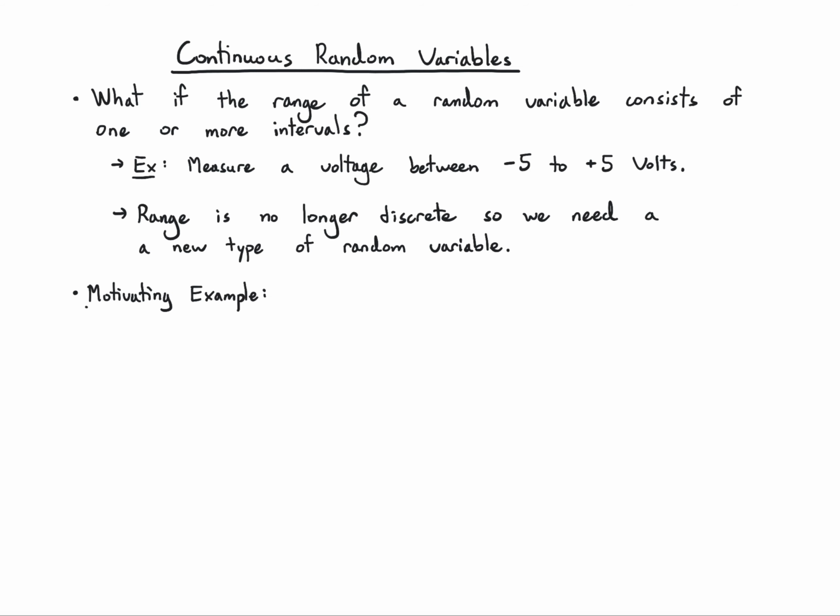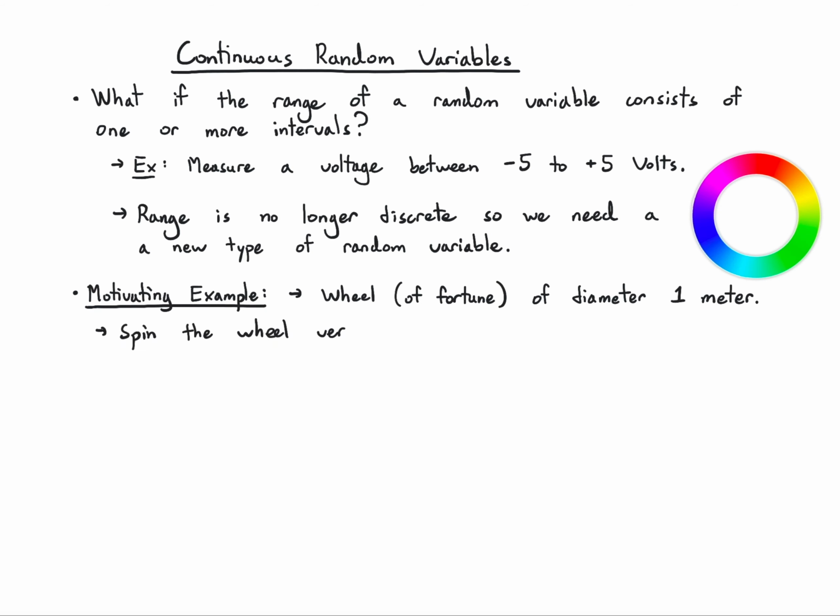Before we talk about what that's going to be, let's motivate all of the framework that we're going to see with an example. It's going to be a simple example, and there's no need for you to be able to reconstruct all of this modeling from scratch, but it's going to help you understand why we're doing what we're about to do. So I have a wheel, let's say a wheel of fortune, and I'm going to say that it's a diameter of 1 meter, and I'm going to spin it very, very fast, let it go, and then record where it stops.